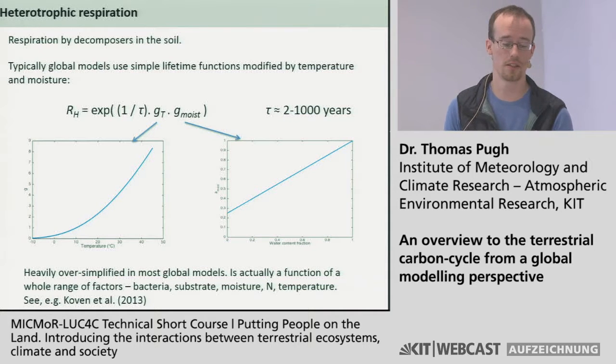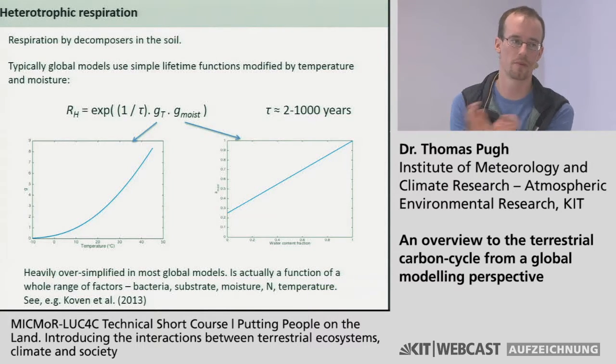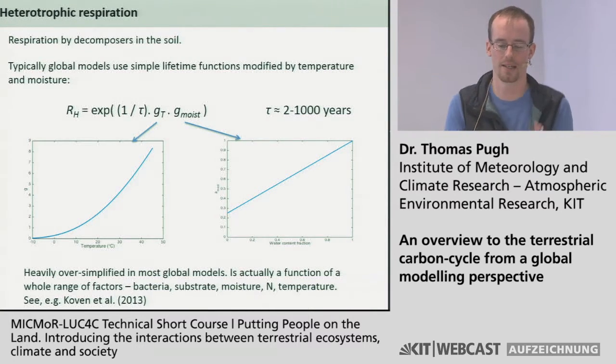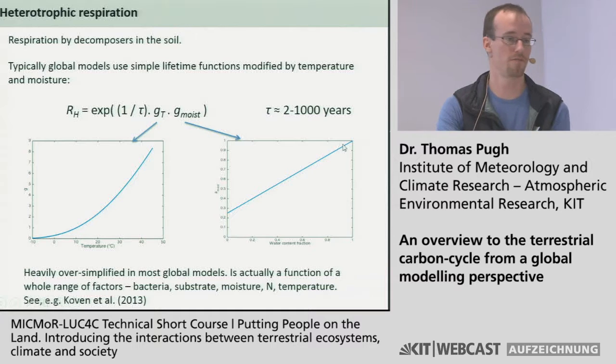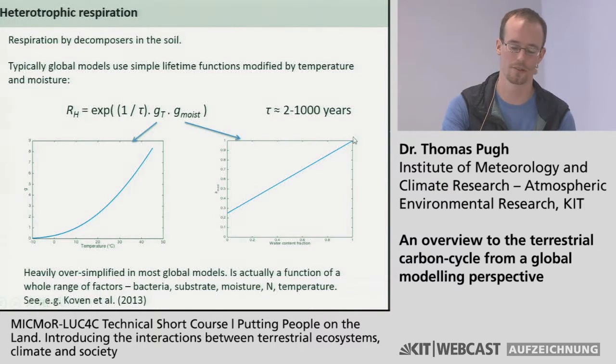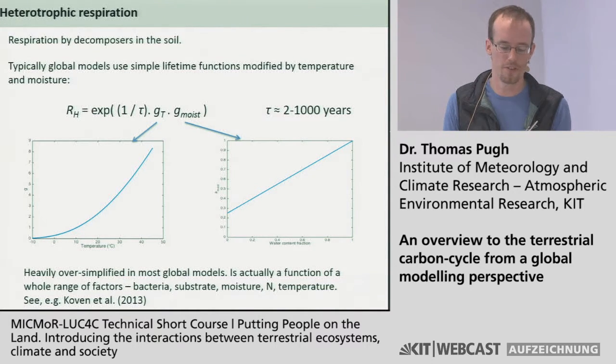Soil respiration is very similar. We take simple lifetime functions, so we generally split the soil into pools of different carbon, depending on how quickly that carbon breaks down, and we characterize each pool by a lifetime. And then we modify that lifetime according to the temperature and the moisture. So here we have exactly the same temperature function that we use in the plant, in actual fact. And then as the amount of moisture increases, we say that the respiration rate increases, which is generally true up until a point when the soil becomes waterlogged. Actually, we don't account for that here. And again, this is a huge simplification.